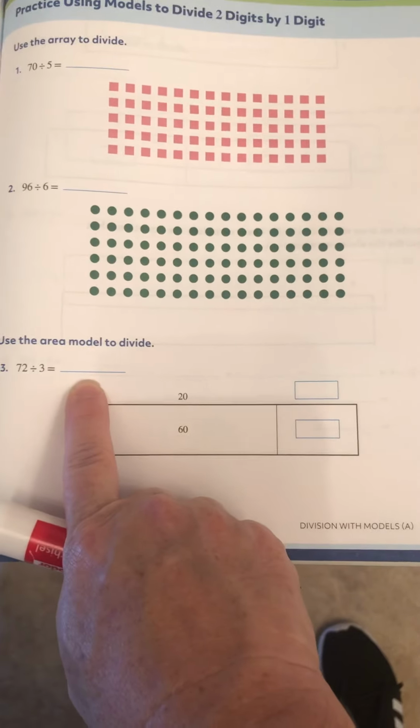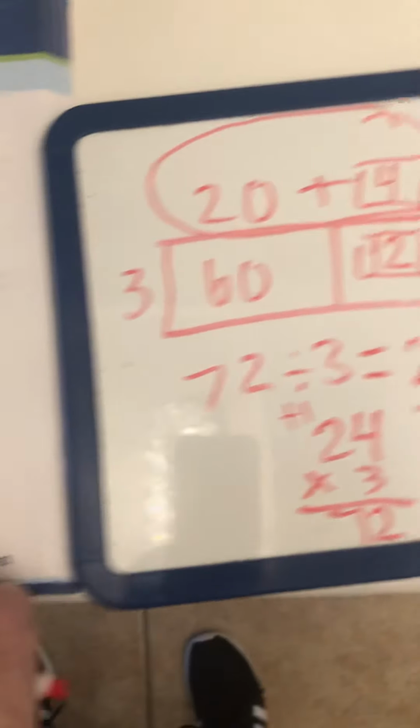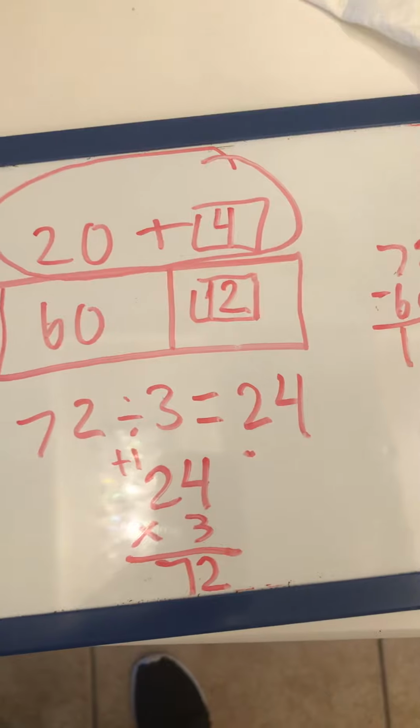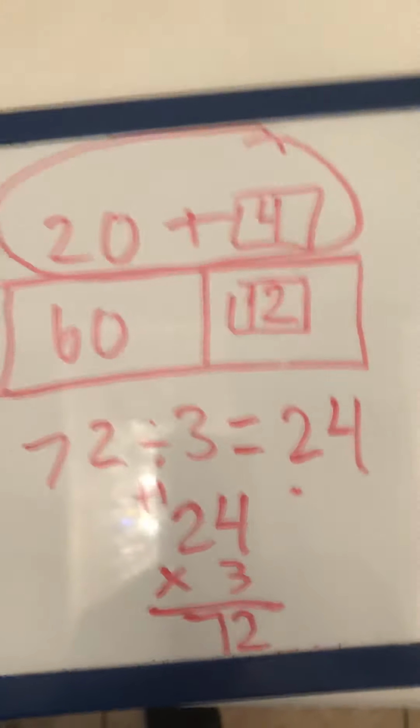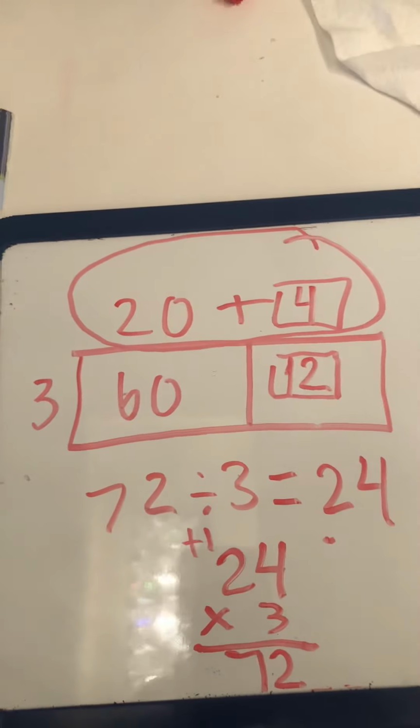So looking back here at our problem, we want to go ahead and put our answer, 24, right here, and then we will put those missing numbers 4 and 12. So 4 and 12 is what you fill in to your division box.